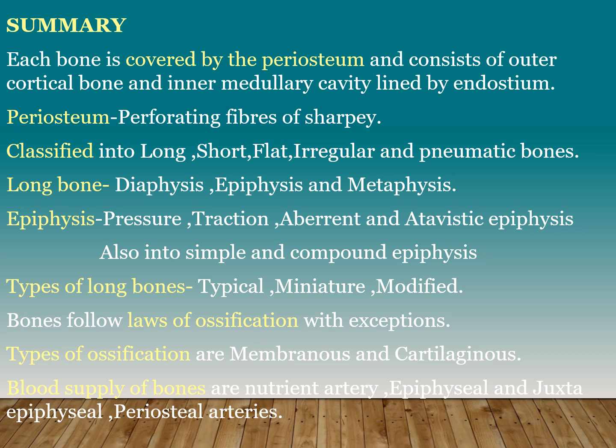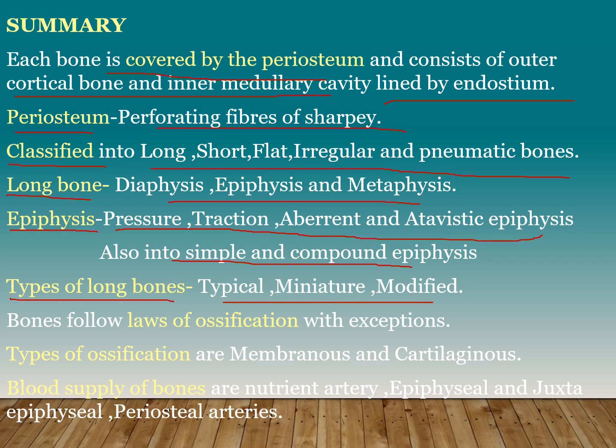So we have completed this class. Each bone is covered by periosteum, and consists of an outer cortex and an inner medullary cavity lined by endosteum. Periosteum contains perforating fibers of Sharpey. Bones are classified into long, short, flat, irregular and pneumatic bones. A long bone in the growing stage consists of diaphysis, epiphysis and metaphysis. Epiphysis types we have learnt: pressure, traction, aberrant and atavistic, and also simple and compound. Types of long bones: typical, miniature and modified. Bones follow the laws of ossification, with examples. Types of ossification, which we have not seen elaborately, are membranous and cartilaginous. Blood supply of long bones: nutrient artery, epiphyseal artery, juxtaepiphyseal and periosteal.